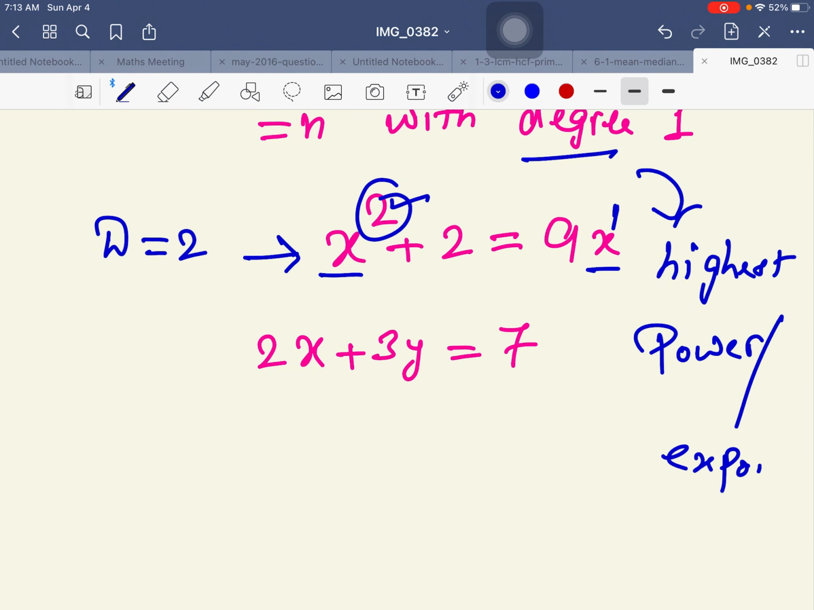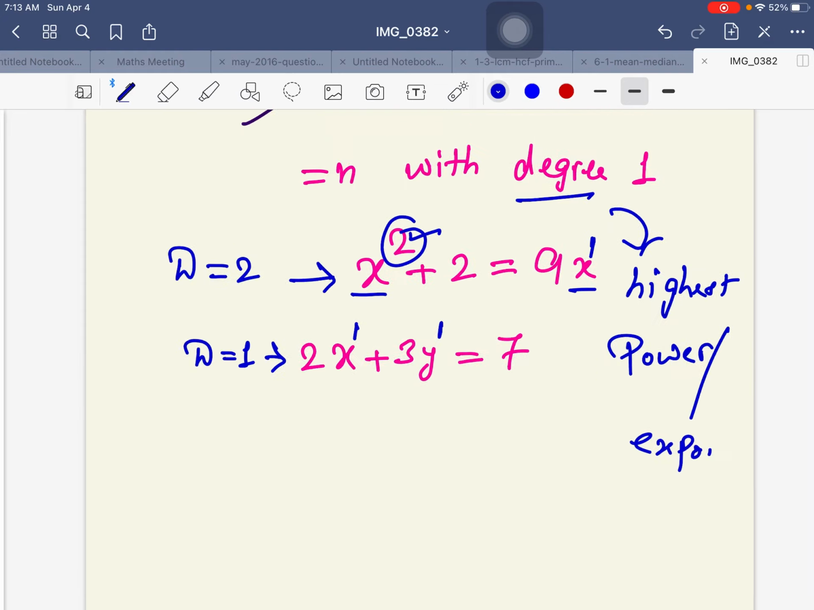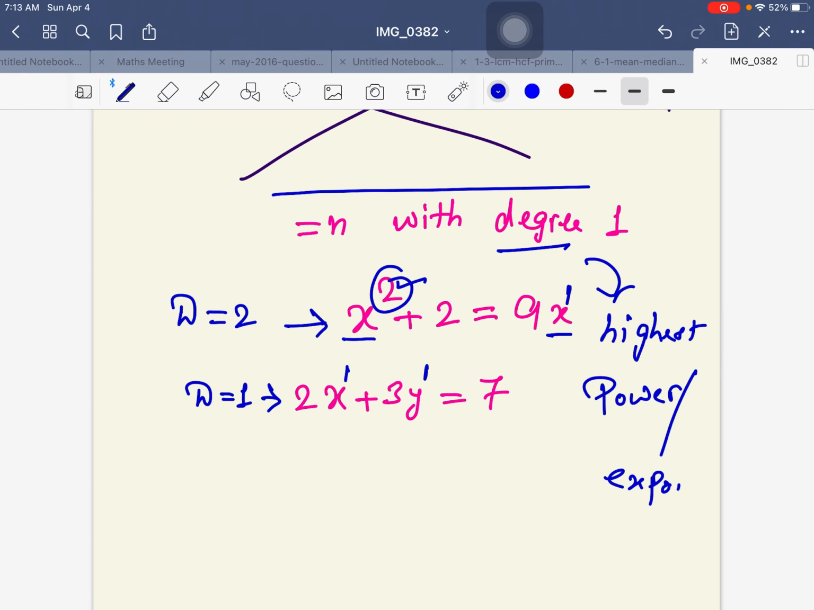Now, if you talk about the second equation, we have two variables here, no problem. But we look at the power. Power is 1, power is 1. x raised to power 1, y raised to power 1. So the highest exponent to any of the variables is 1. That means degree of this equation is 1. So that's the definition of a straight line. A straight line is any equation with degree 1.